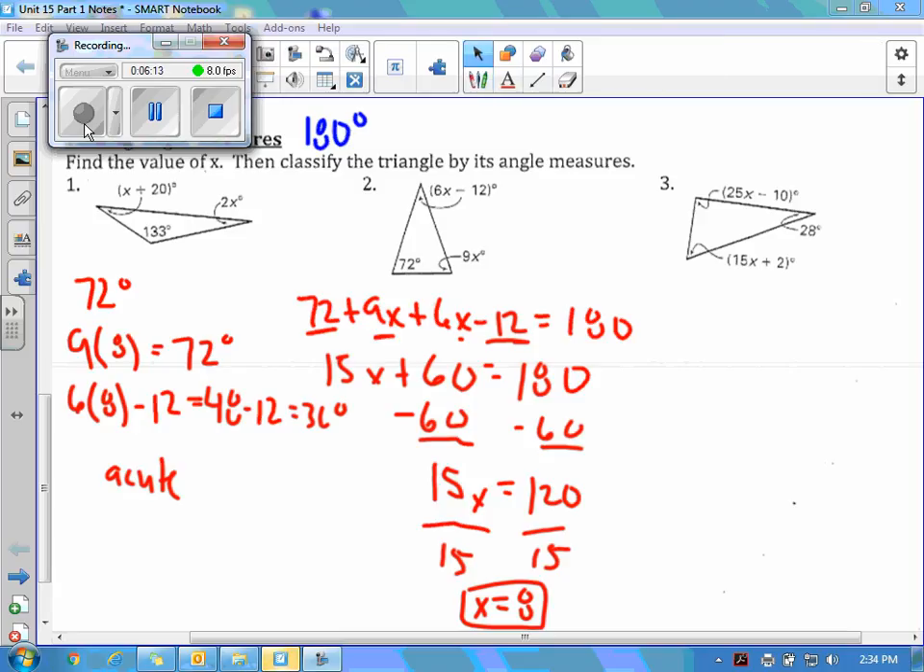Alright, the third one I'll leave for you. Find the value of x, and then determine if it is an acute, obtuse, or right triangle.